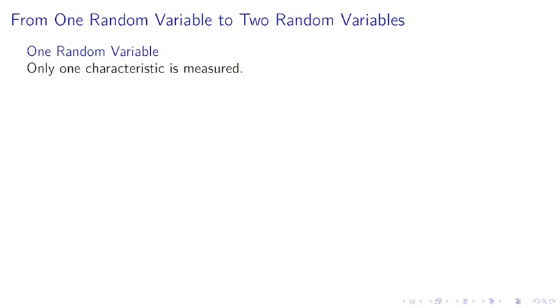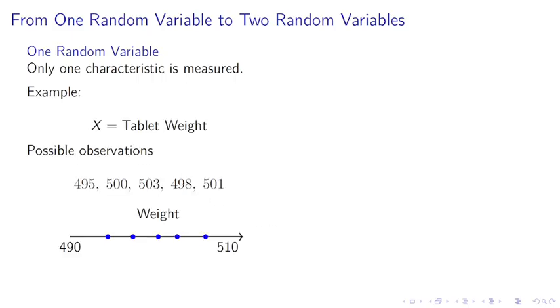One random variable to two random variables. In one random variable, only one characteristic is measured, like tablet weight. Here, the possible observations are from 490 to 510. Here, we observe the average weight of this tablet, the dispersion of weight, like that.